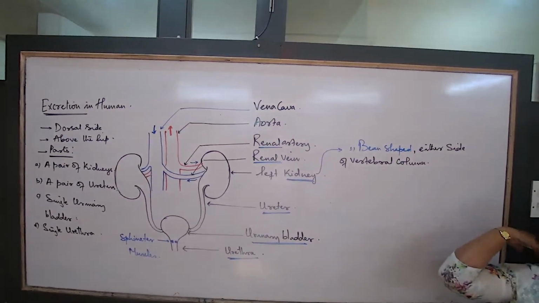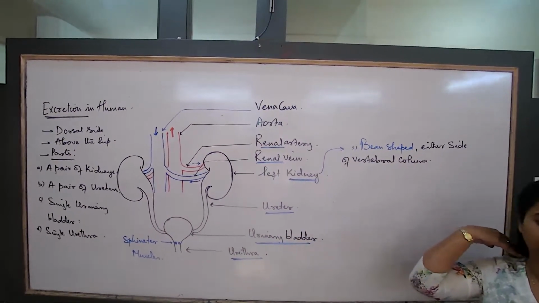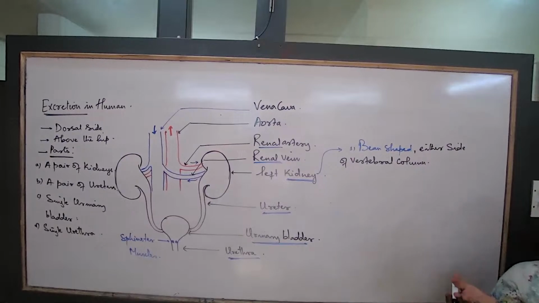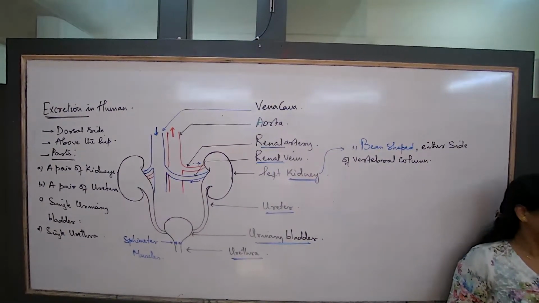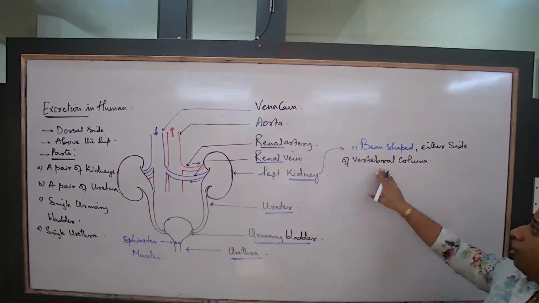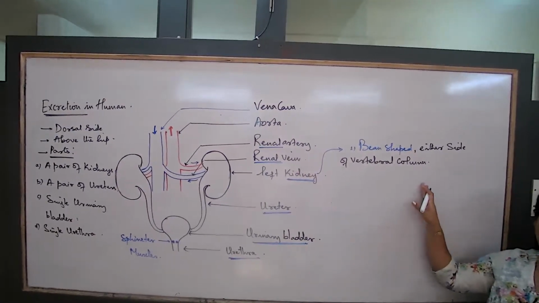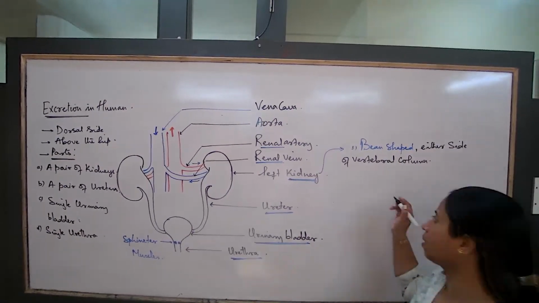Vertebral column is commonly the backbone. The nerves inside the backbone are called the spinal cord. The bony casing is not the spinal cord; the bony casing is the backbone. Remember. So we are talking about the bean-shaped structures, positioned on either side of the backbone, the vertebral column.